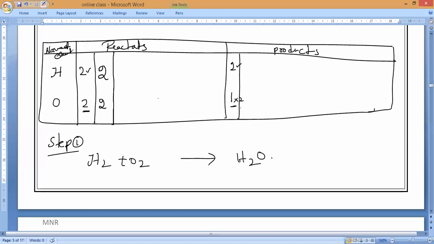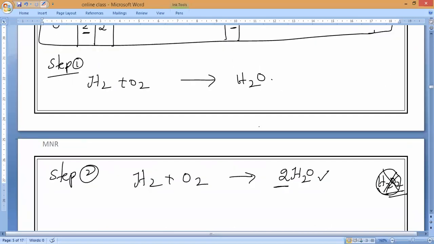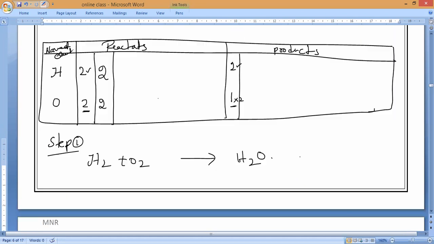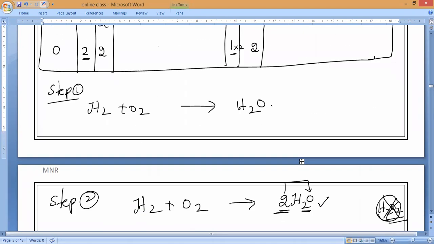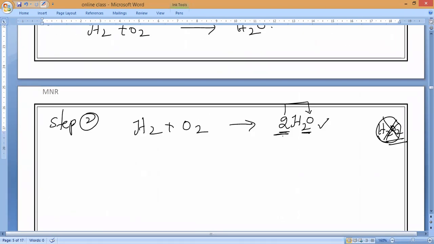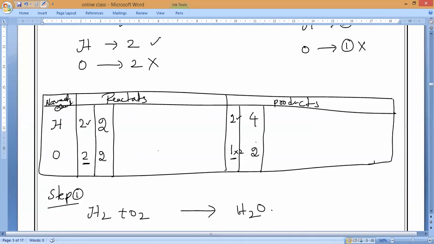Now, on the product side, I changed oxygen, but hydrogen is also changing. Check the number of hydrogens: 4. And oxygen: 2 into 1, which is 2. So I tried to change the oxygen, but hydrogen became 4 and oxygen became 2. Now you can see, I tried to balance oxygen, but who became imbalanced? Hydrogen became imbalanced.